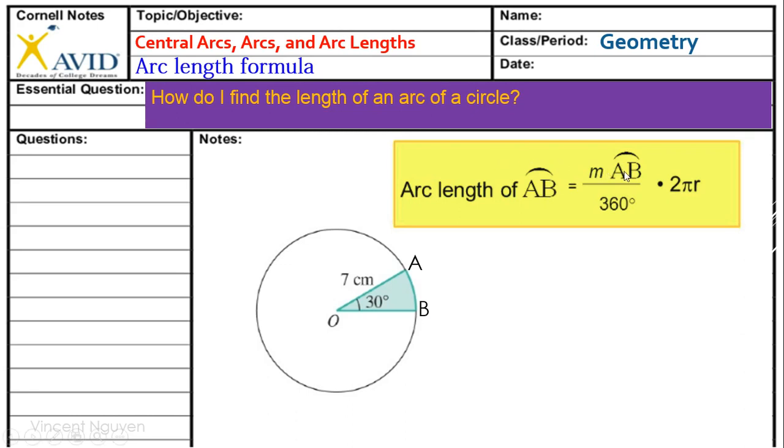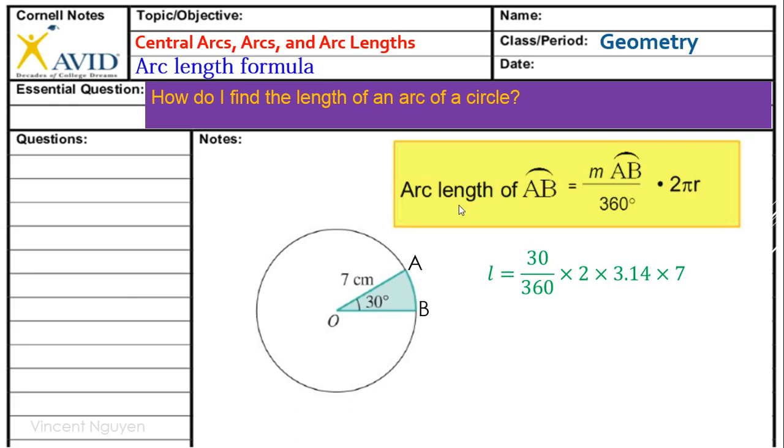So what is it saying? It says take the central angle divided by the whole circle, which is 360. So the piece of the pizza times the whole circumference. So times the whole distance around, right? So it says right here, take the central angle divided by 360 multiplied by the circumference. Well, the circumference is 2 pi r, which means in order to find arc length, you have to have the radius, okay, and the central angle. So you got to have 2 pieces of information, the central angle and the radius, in order to find arc length. So let's do this one.